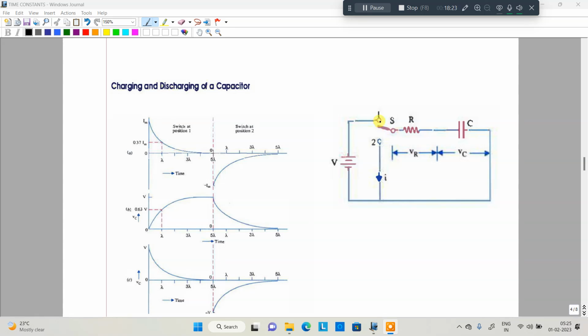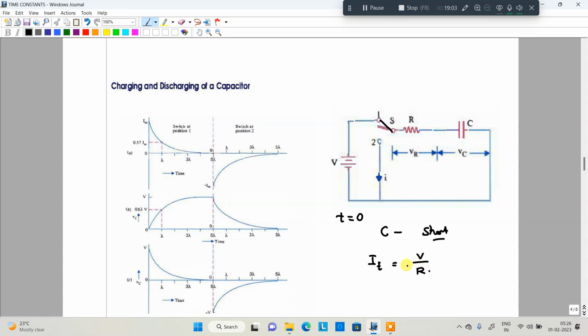So whenever the switch is closed here, initially, at a transient period, the inductor and capacitor act as a short circuit. Very clear. At t equal to 0, we switch on the power supply at position 1. The capacitor acts as a short circuit. Whenever it is short circuited initially, the current value at the transient period is equal to V by R. So V divided by R only.